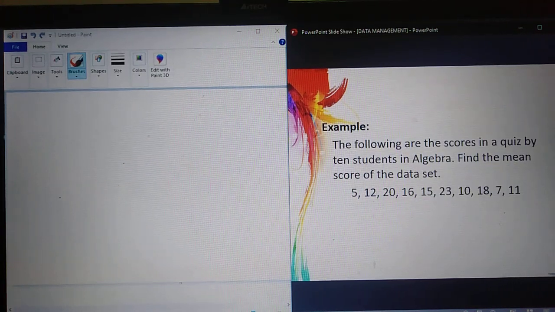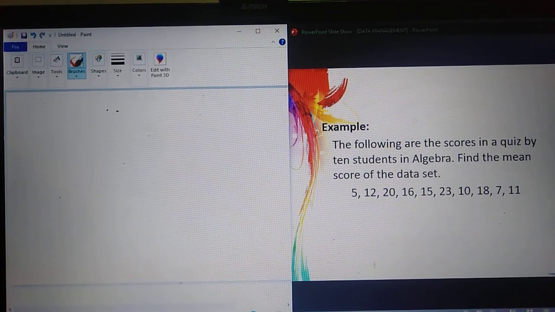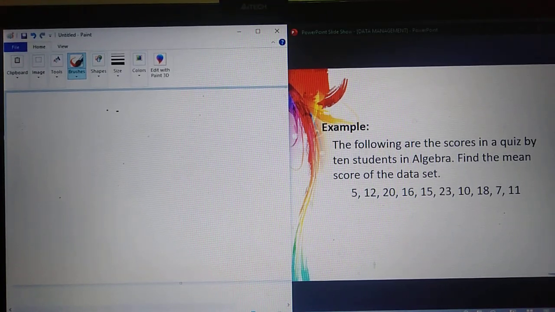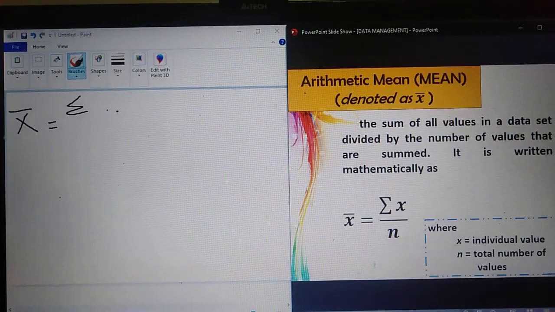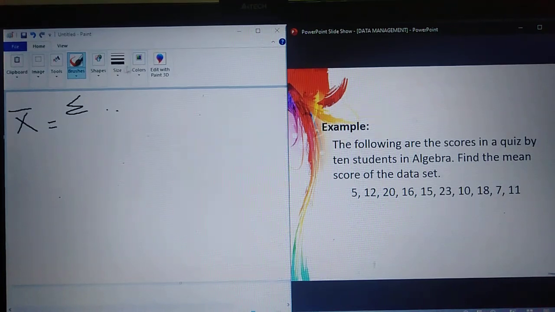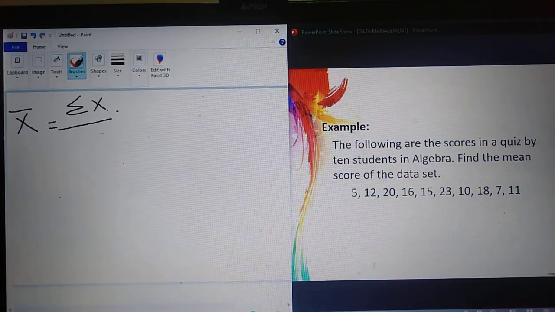Okay, paano ba mag-solve? Sabi natin kanina, i-add mo lang lahat ng data at i-divide mo kung ilan yung data. For example, the following are the scores in a quiz by 10 students in algebra. Find the mean. So we have the formula dito, X bar is equal to summation of X over N.